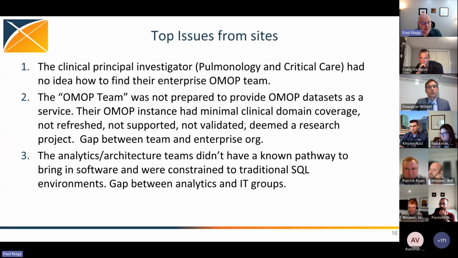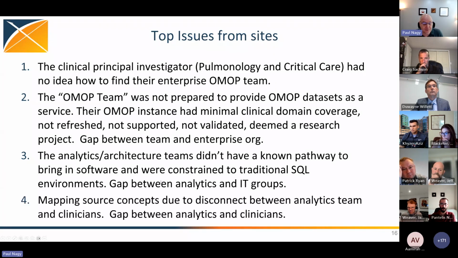And lastly, I wanted to mention, we found that there was a gap in mapping source concepts due to disconnects between the analytics team themselves and the clinicians. And so our clinicians try to step in and help, but we'd like to have a clinician on that side say and verify that, yes, that term is what we think it is, and that's how it's being used and intended to be used. And so we find that there are different gaps in that process.